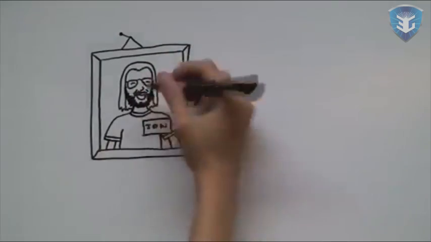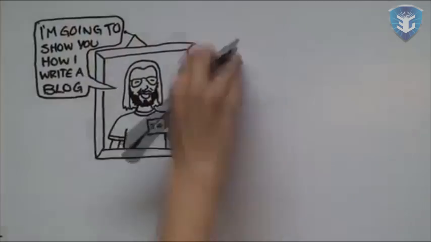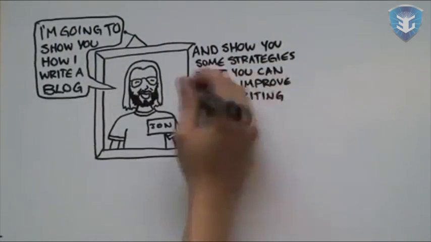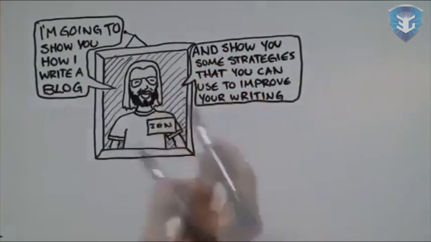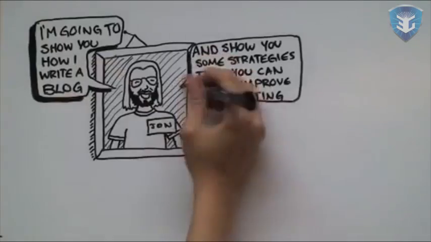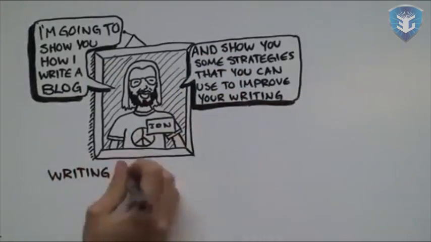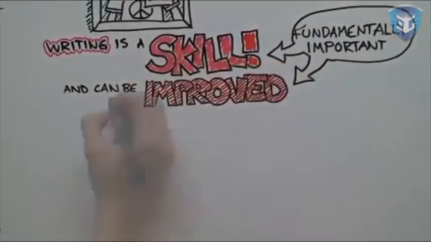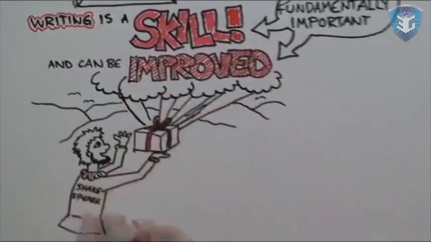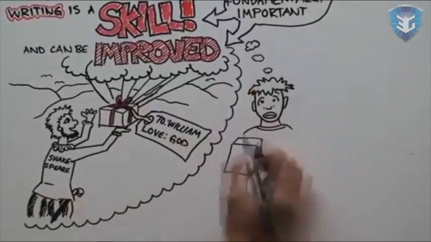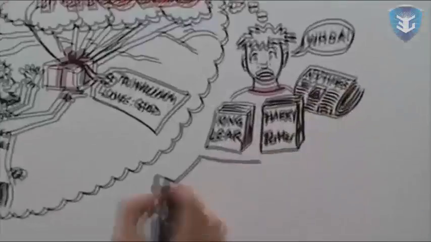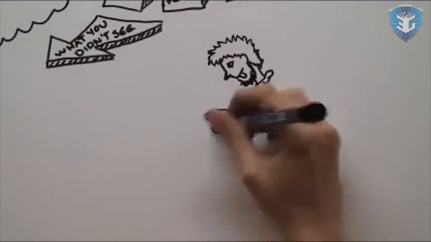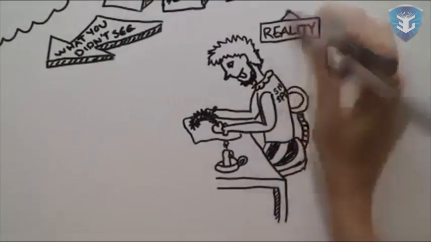I'm going to show you how I write a blog and show you some strategies that you can use to improve your writing. Before we begin, I want to emphasize something really fundamentally important to becoming a better writer. Writing is a skill, and therefore it can be improved. It's a common misconception that writing is a gift, and it's easy to see why. Usually, we only see a finished product, a great blog, a brilliant novel. We don't see the hours and hours of effort that were put into them.